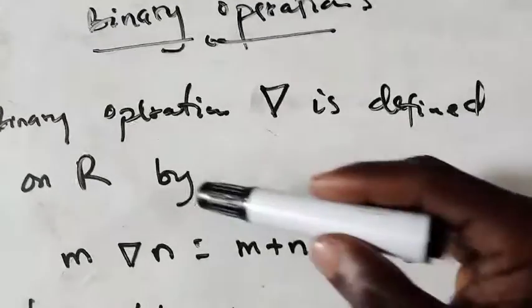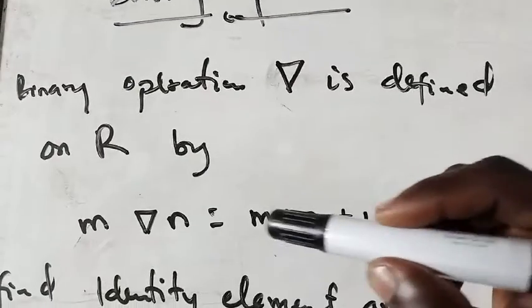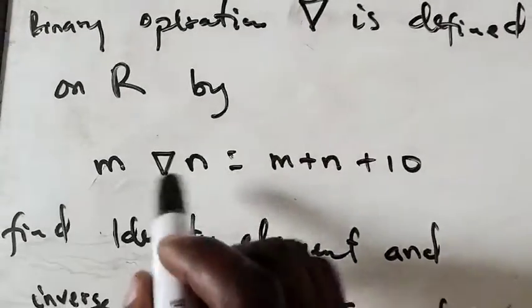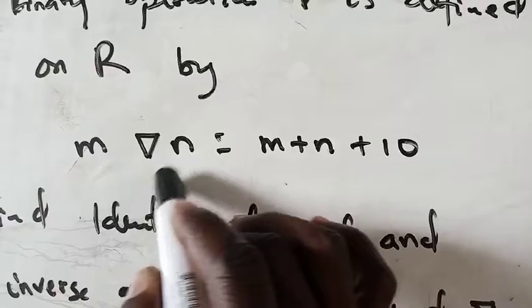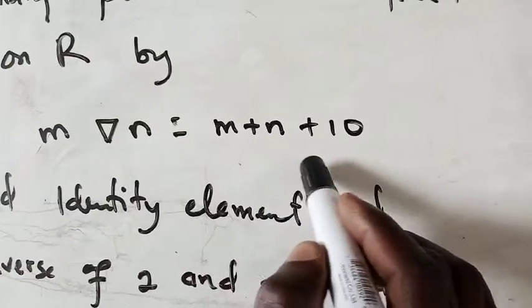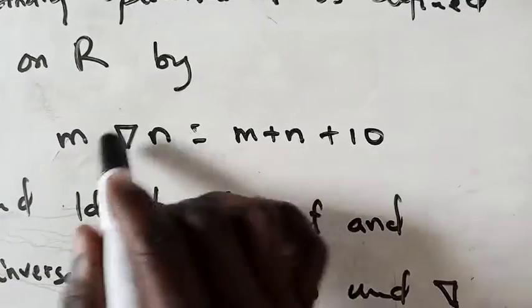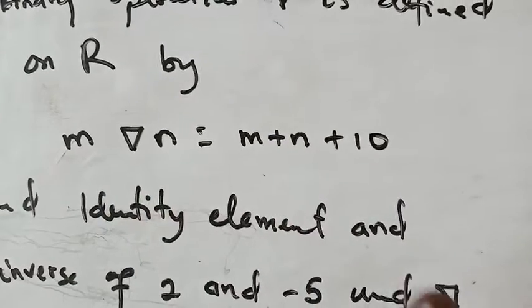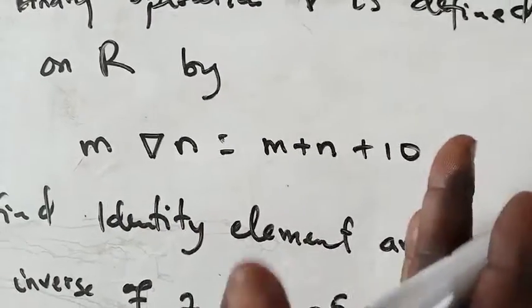We have a binary operation defined by a certain property, right? This is a property that says m operation n is equal to m plus n plus 10. Don't let these variables worry you. I'm about to explain this with a simple scenario, so make sure that you stay here to the end.